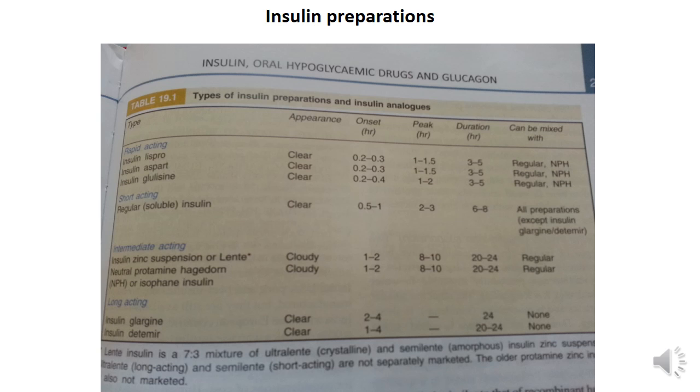Have a look at the peak action. Rapidly acting preparations peak after 1 to 1.5 hours after injection. Regular insulin peaks at 2 to 3 hours. Intermediate acting preparations 8 to 10 hours, and the long acting insulin analogues, as I've told you, are peakless, they do not have a peak. The duration, rapidly acting preparations act for 3 to 5 hours, regular insulin 6 to 8 hours, intermediate acting insulins 20 to 24 hours, and the long acting preparations act for 24 hours.